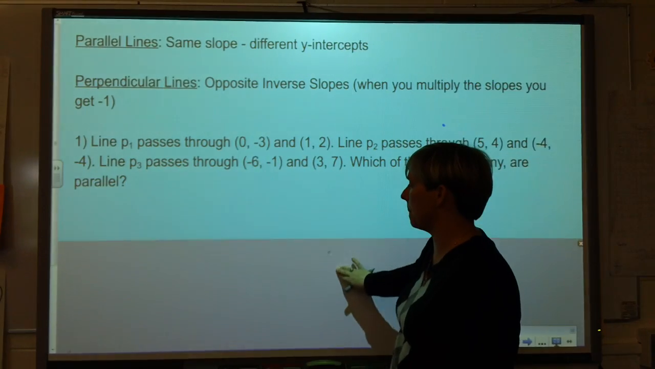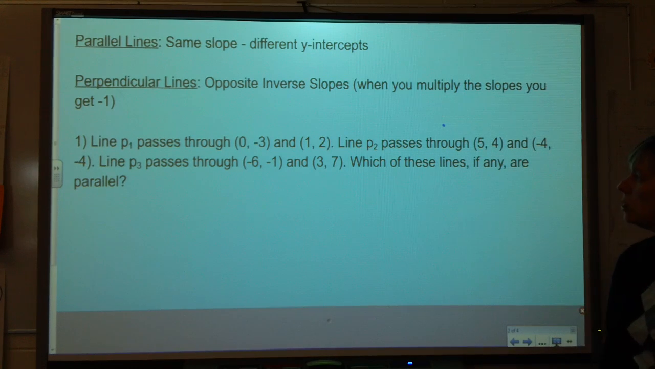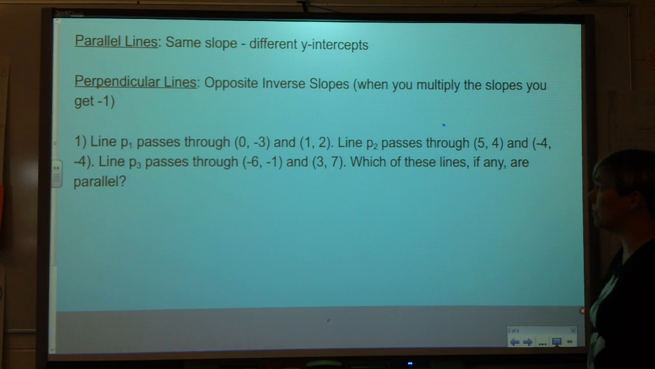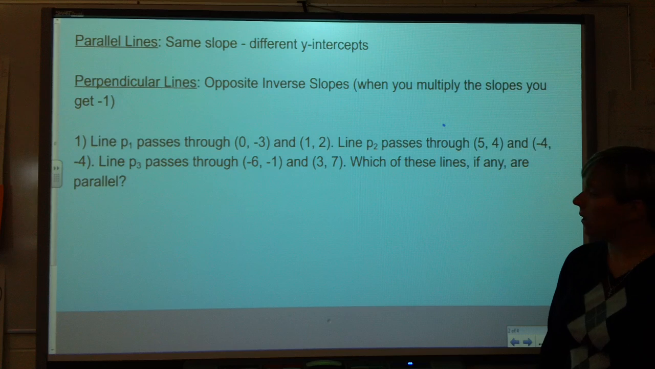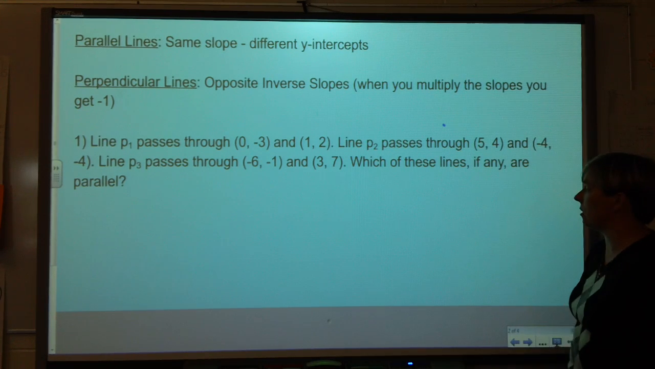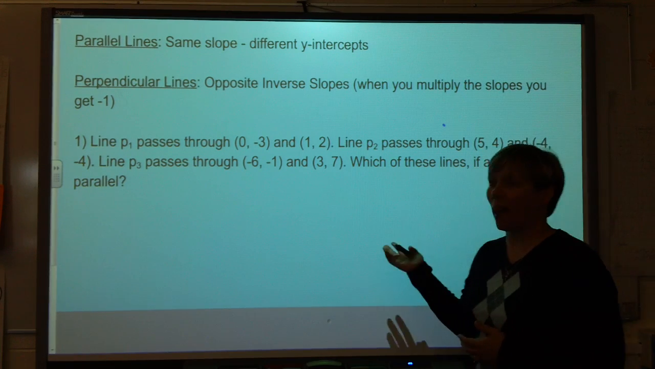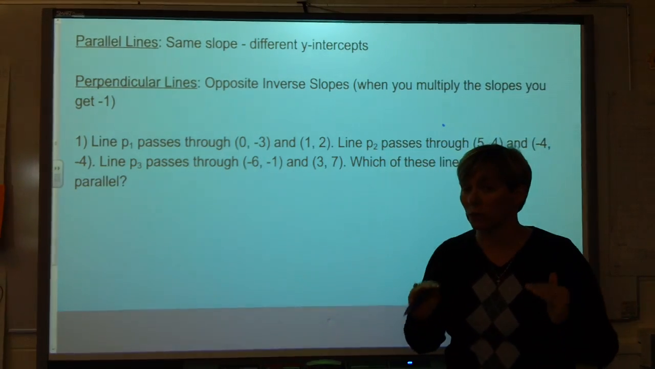Question 1. Line P sub 1 passes through (0, -3) and (1, 2). Line P sub 2 passes through (5, 4) and (-4, -4). Line P sub 3 passes through (-6, -1) and (3, 7). We want to know which of these lines, if any, are parallel. Well, we don't have to graph them and look at them. We don't have to do that much work. All we have to do is find the slope.